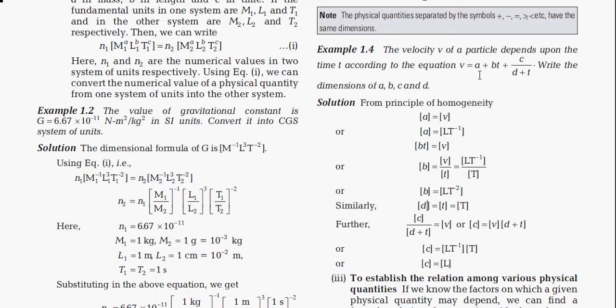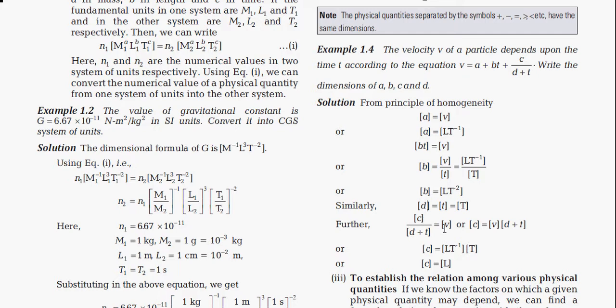Now the last part, v is equal to c upon d plus t. Okay, so d plus t will have nothing but the dimension of t only. Because at last, whether you add or whatever, the dimension will remain the same. Either you write 2t or t, we just have to keep t only. We are looking for the dimension, not the numerical value. 2t doesn't matter. We are looking for the t only.